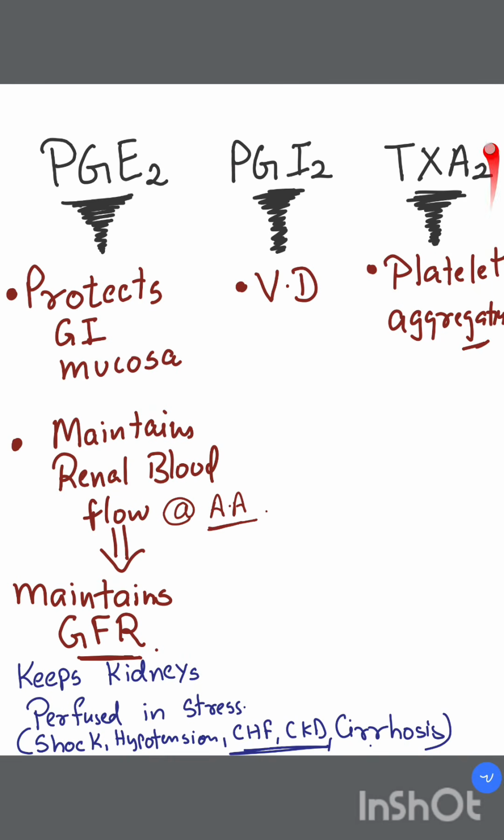Thromboxane A2, which is formed with the help of COX-1 in platelets, leads to platelet aggregation. Its function is to aggregate platelets. Okay.